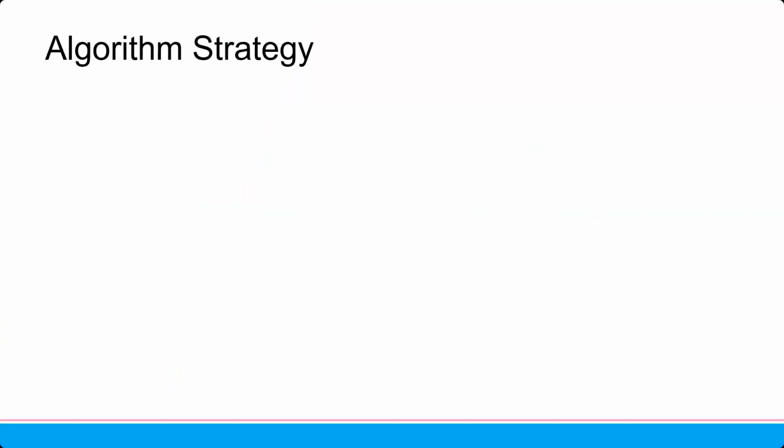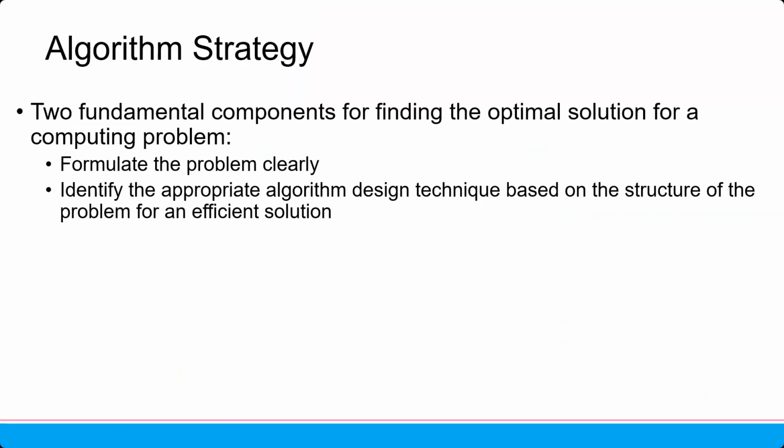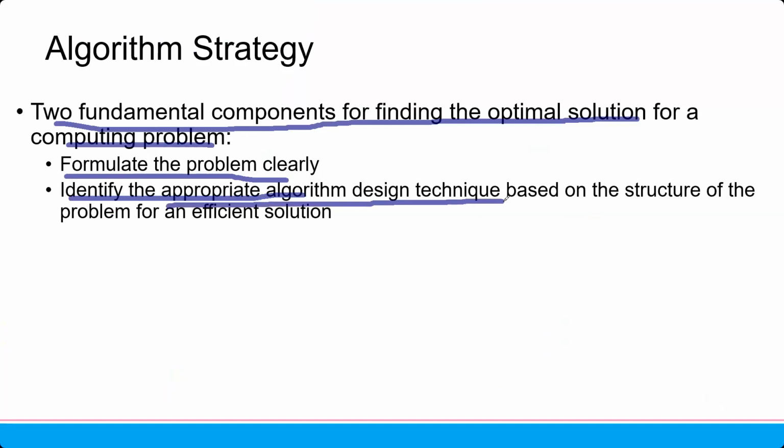Algorithm strategy. So what does it mean by algorithm strategy? In order to make an optimal solution, there are two fundamental components for finding the optimal solution for a computing problem. First, we need to formulate the problem clearly. And the other is we need to identify the appropriate algorithm design technique, based on the structure of the problem, for an efficient solution. Every problem will have a different way to solve it.